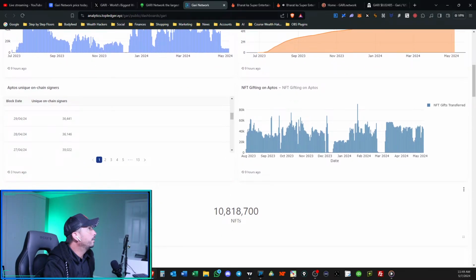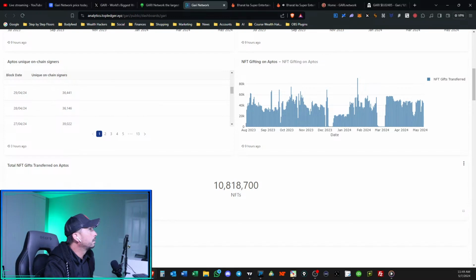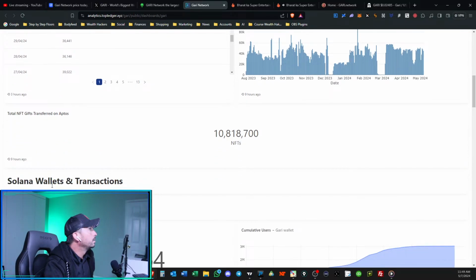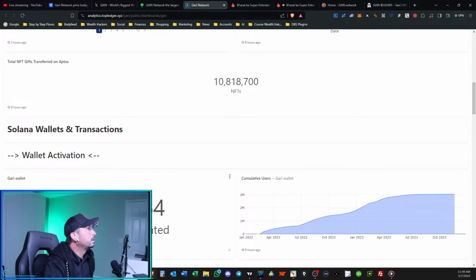Total NFT gifts transfer on Aptos, 10 million. There's a lot of NFTs right there. Solana wallet transactions, total wallet activity. Cumulative wallet activity has been stagnated since last year, a little bit. Very low, not an increase.